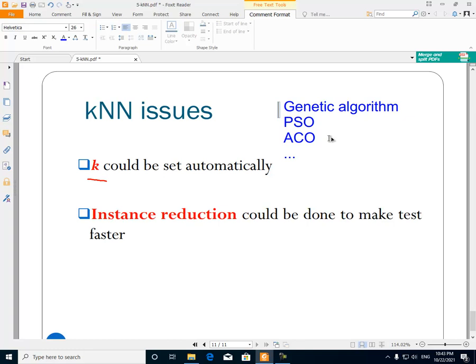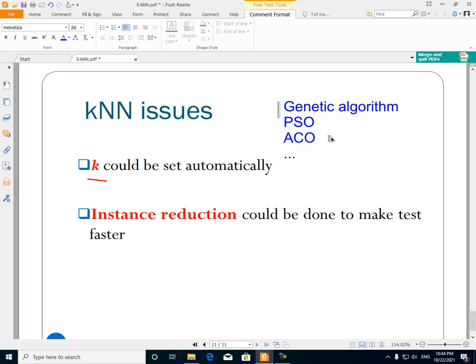But we could do this by trial and error too. We could set K to different values and look at the performance of the KNN classifier and then decide about the K value.